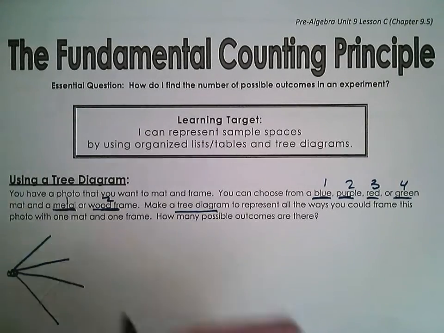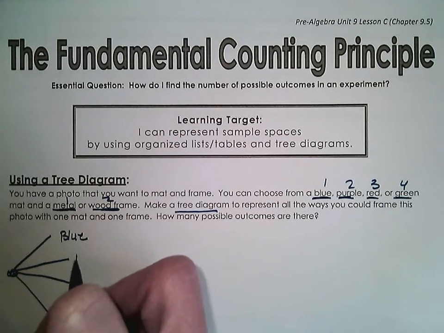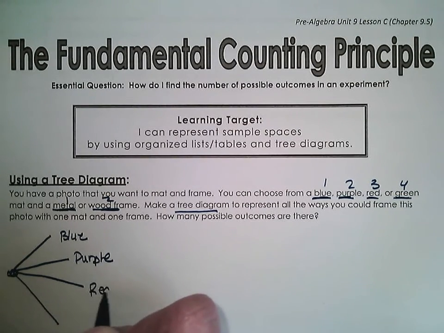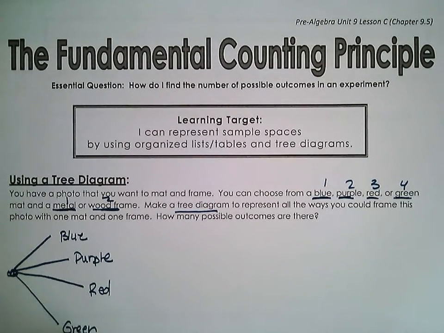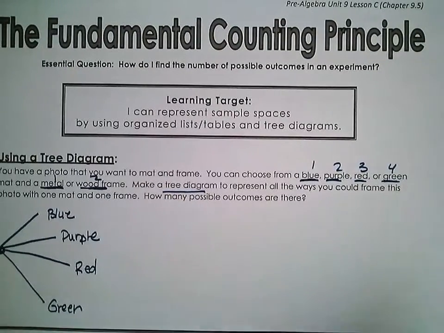So we have blue, purple, red, or green. And you have to be careful because these branch out pretty fast, okay? So we usually keep our problems with these pretty small. Now, once we pick a mat, now we have to pick a frame, either metal or wood.